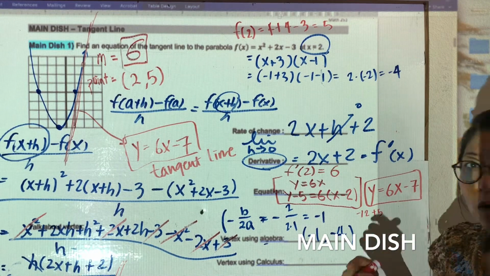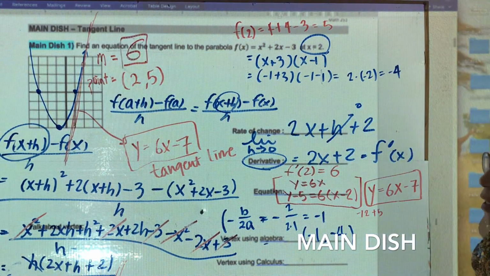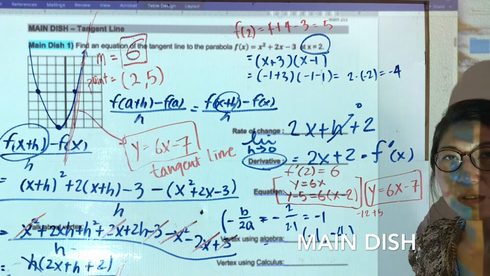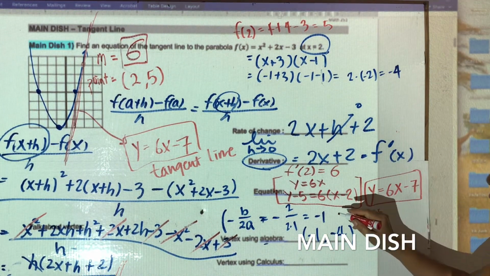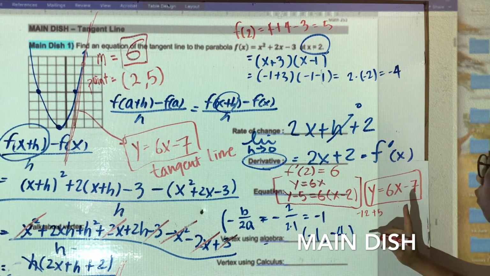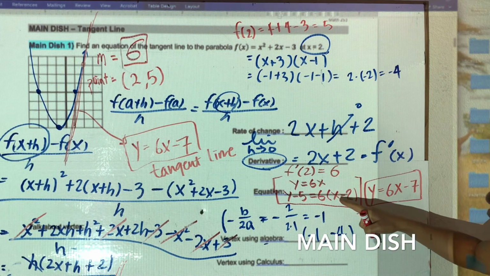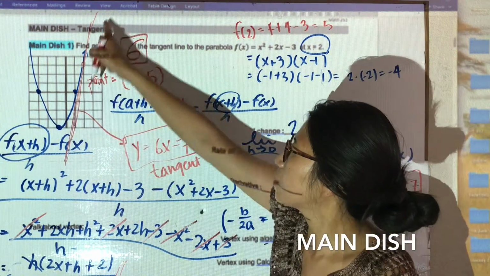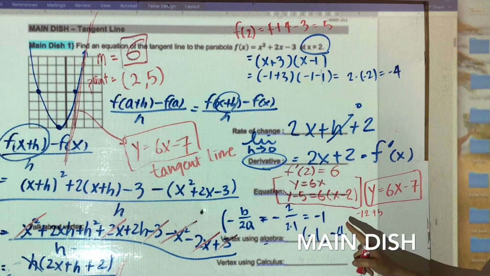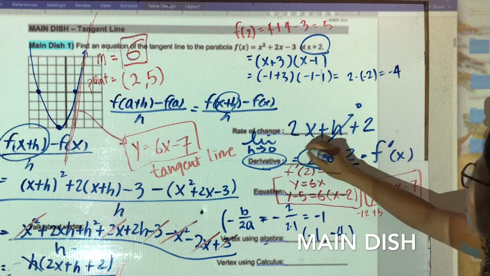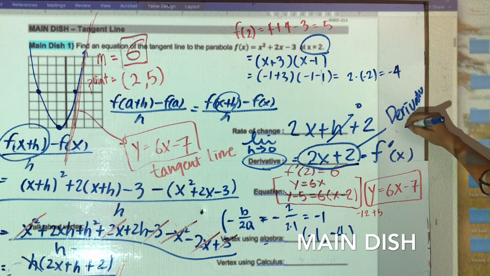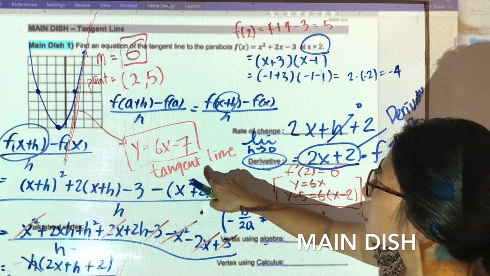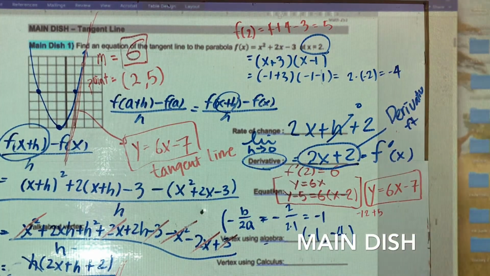Now why is the derivative so important? This is another material we are going to study in chapter 3, so I'm going to preview it a little bit. If we have the derivative function, this is the derivative function, and this is the tangent line. So why is that important?